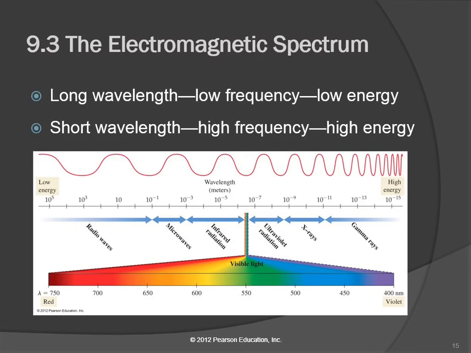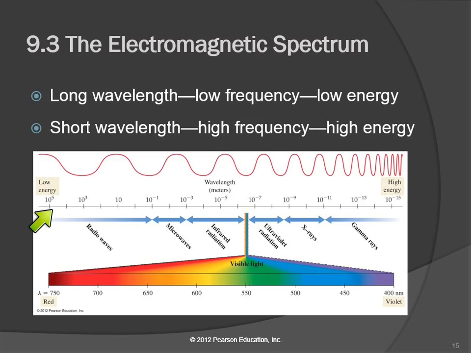So here's an illustration of the electromagnetic spectrum. And this is a summary of what we've just been talking about. Long wavelength is low frequency, low energy. Short wavelength, high frequency, high energy. So this is the high energy, all bunched up together, and this is low energy.